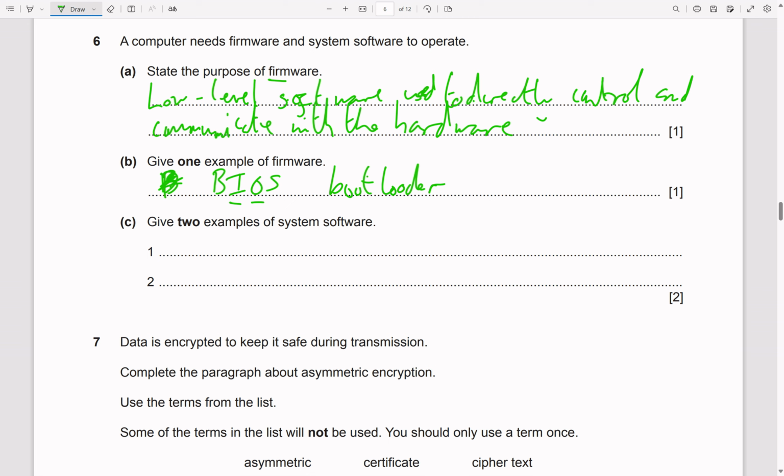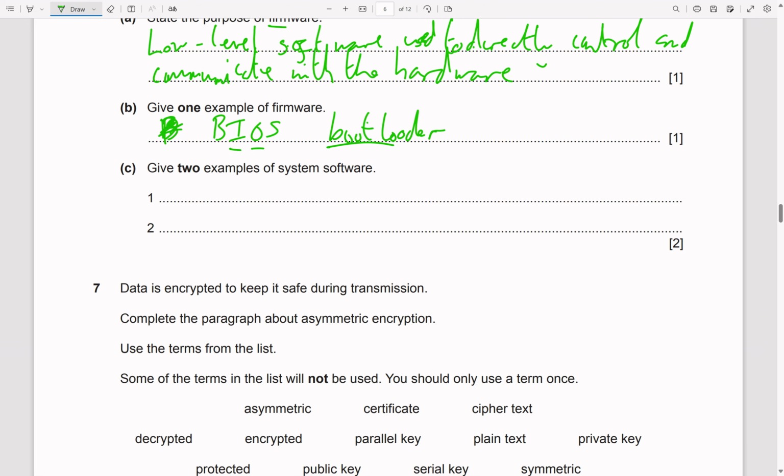Once it's done this, it's then going to do the bootloading process. What that's doing is loading the operating system from secondary storage into RAM, because maybe your operating system is on your hard drive or SSD. And of course, then it has to be loaded from that into RAM for your computer to actually start running properly.